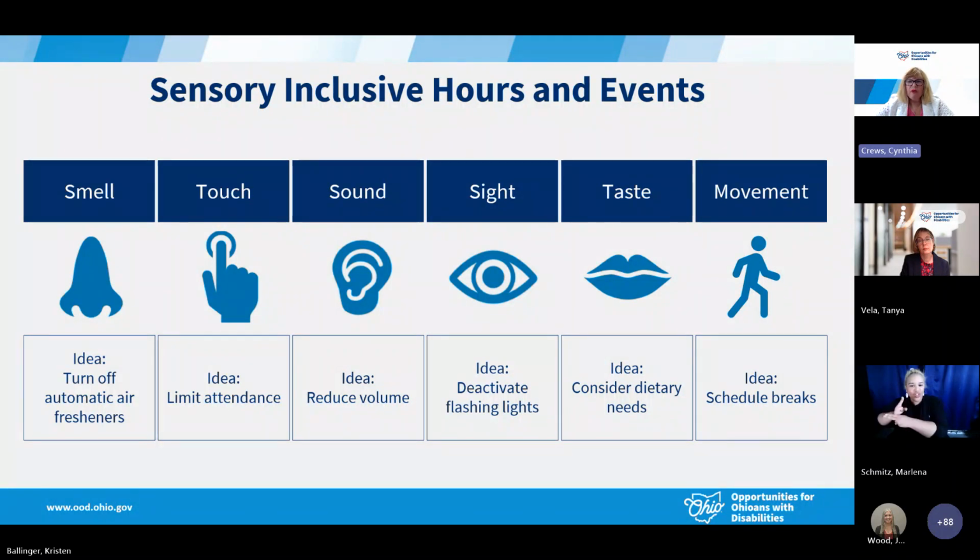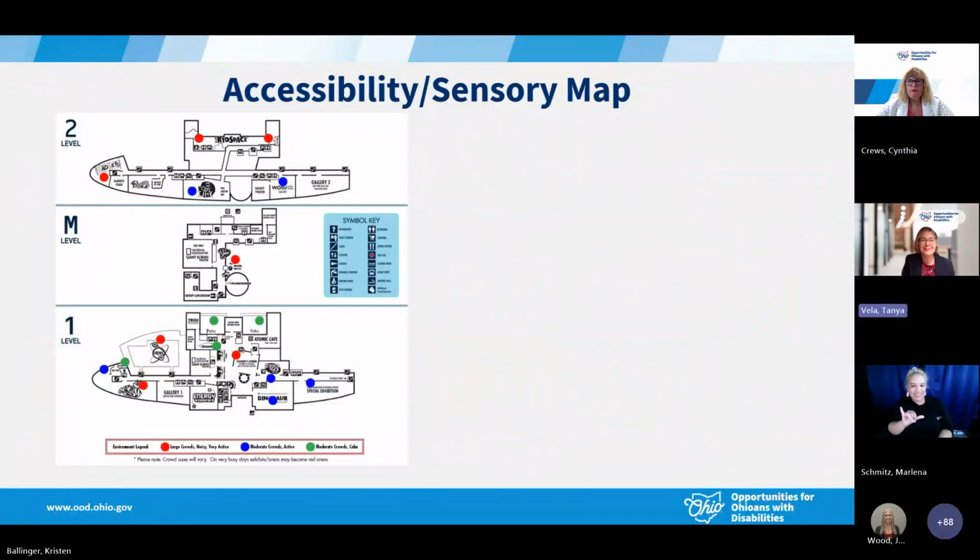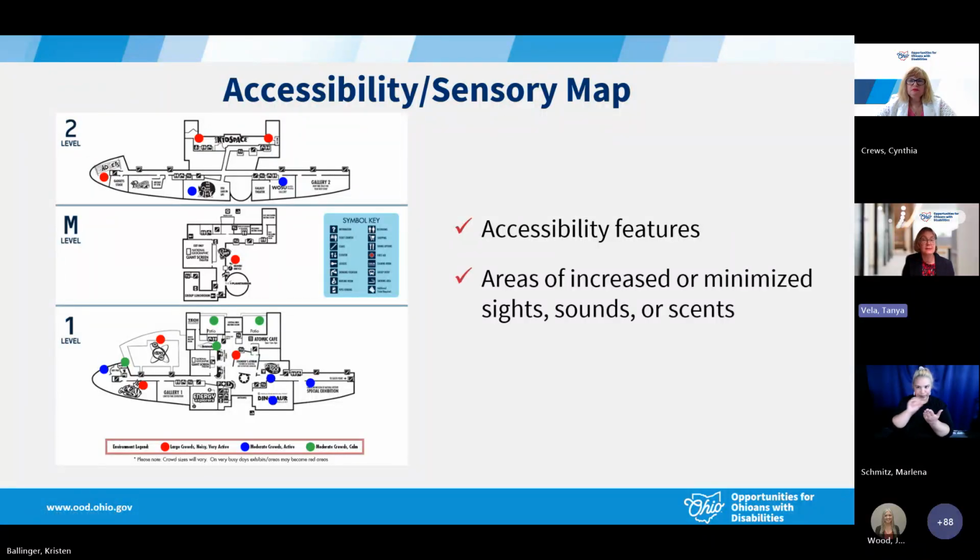Tanya, how do community members and caregivers find these sensory inclusive spaces and tools within a venue? It's a great question. Accessibility maps display the accessibility features of an environment. These maps are made sensory friendly by including details on the level of sensory stimuli in various areas. So showing where sights, sounds, and scents are increased or minimized.